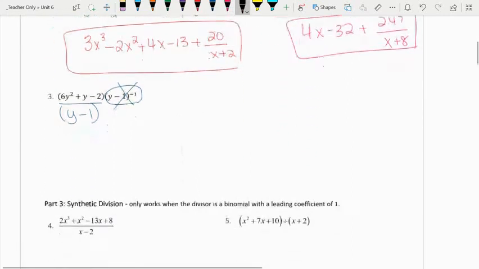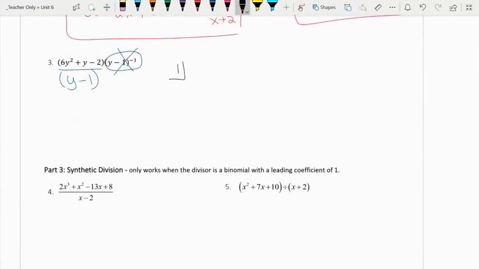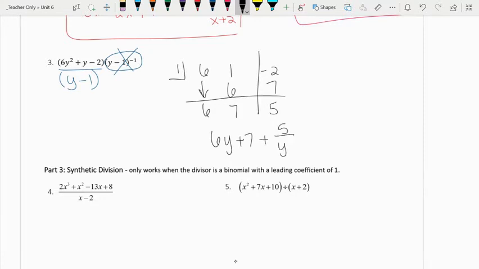On number 3, we have a 1 in the corner. We would have 6, 1, negative 2. Drop down the 6. Multiply, and we get 6. Add, we get 7. Multiply, 7. Add, we get 5. So we'd get 6y plus 7 plus 5 divided by y minus 1.